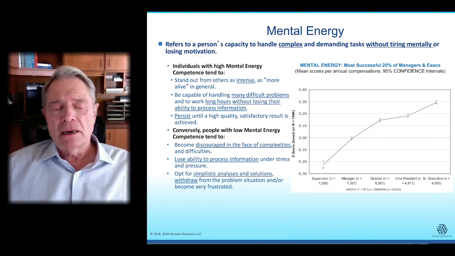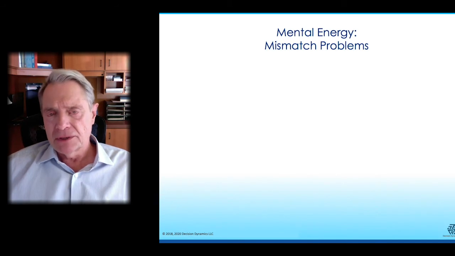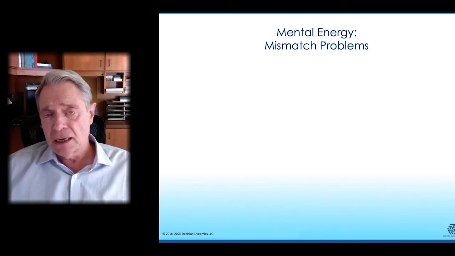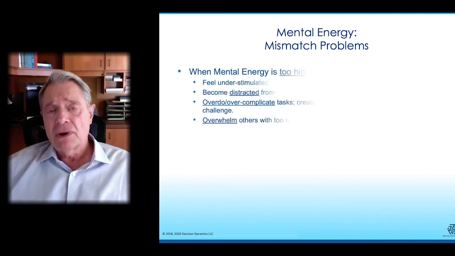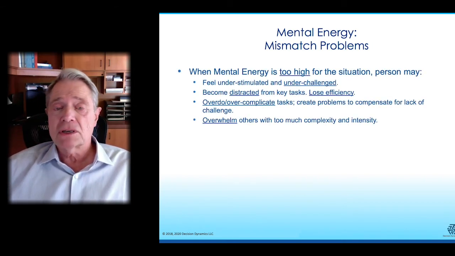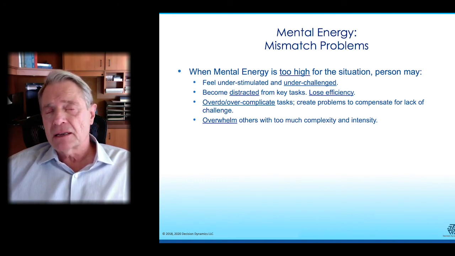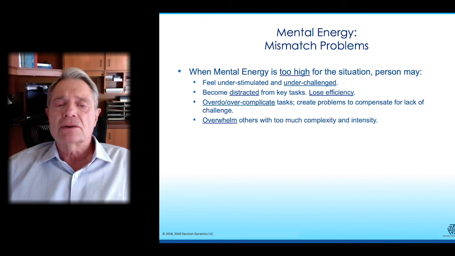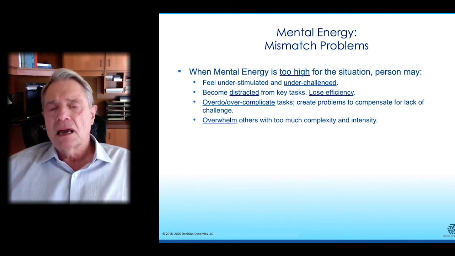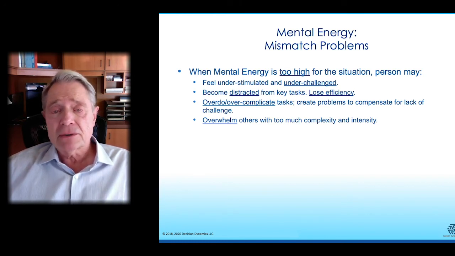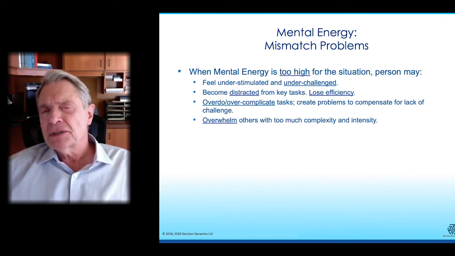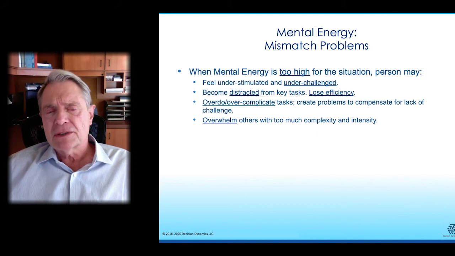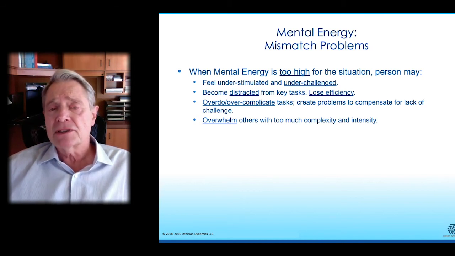So when mental energy is too high for the situation, you can get problems just as you can when mental energy is too low. In the case of mental energy being too high for the situation at hand, the chances are a person is likely to feel understimulated, under-challenged. They could become easily distracted and lose their efficiency. They may overcomplicate even simple tasks or simple decisions, create problems to compensate for the absence of stimulation they're experiencing, and in the process, they may overwhelm other people with all their intensity and the complexity they bring to things.